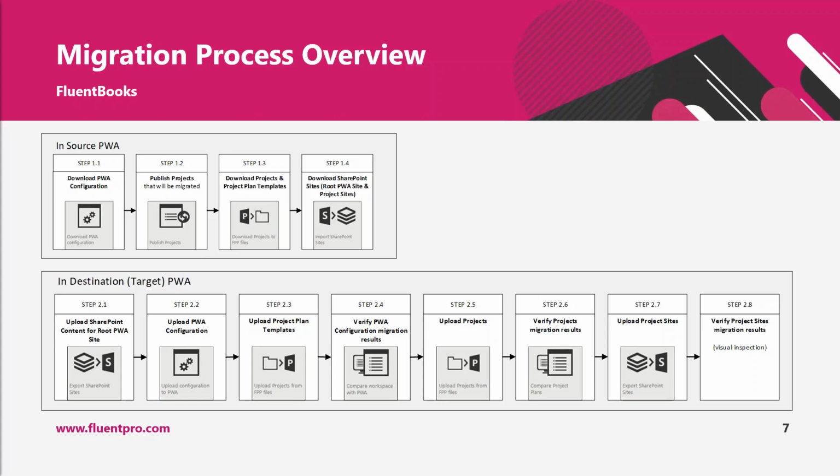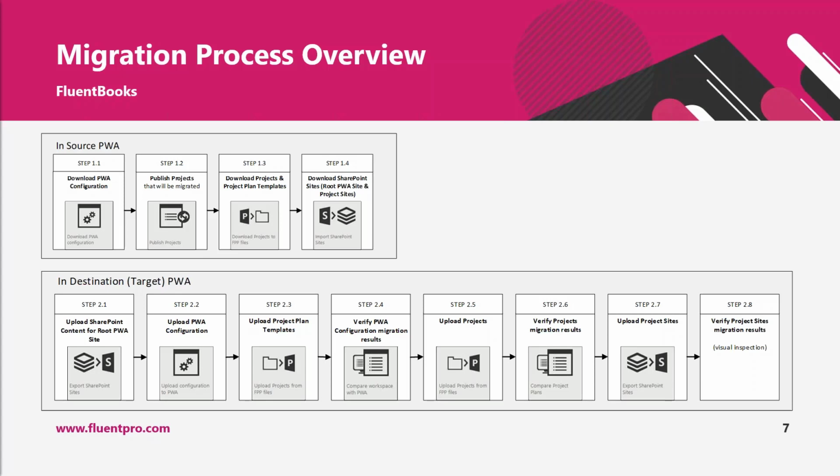So your first step of the data upload would be to upload SharePoint content for the root PWA, like lists, libraries and settings. This is done to make sure that if, for example, you have workflows or PDPs that depend on some lists and libraries in your root PWA site, these lists will be available when you do uploads. The next step would be to upload PWA configuration itself with custom fields, enterprise project types, PDPs, and resources.